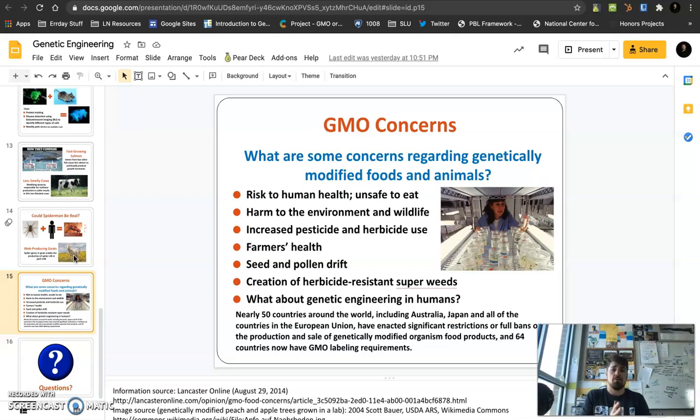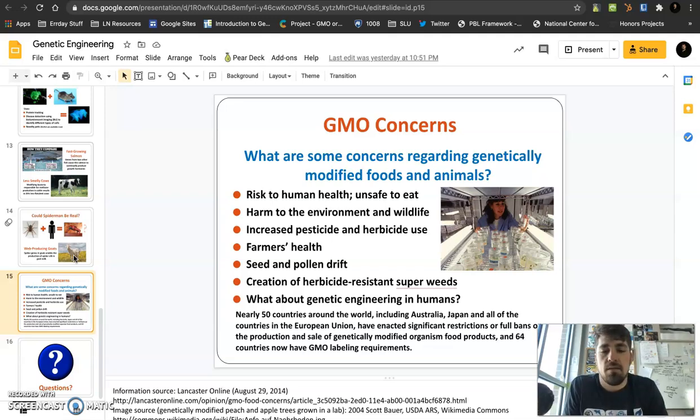Increased pesticide or herbicide use, right? We have to be careful of using those things. Farmers' health, okay? Again, they're using these things, they're poisonous to certain insects. At what point is it too much? And are there things that we don't know as far as how they can affect the health of the individual using these things? The seed and pollen drift, that's the whole idea with the trees. And then can you create these things and then inevitably they evolve into resisting what you made them to be?